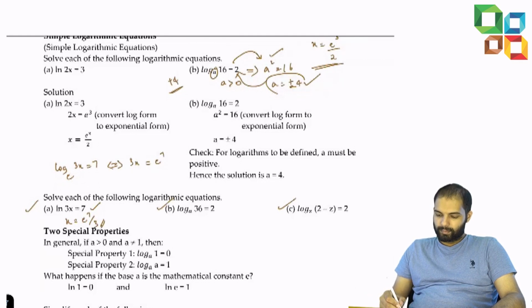So what about the second one? A square is equal to 36. What is the solution in A? A is equal to plus or minus 6. The final solution would be A equal to plus 6, right? Minus 6 is not defined. Okay, what about the last one?